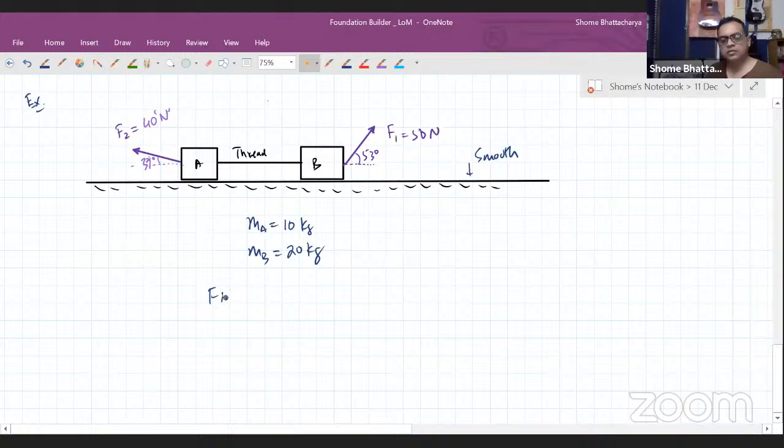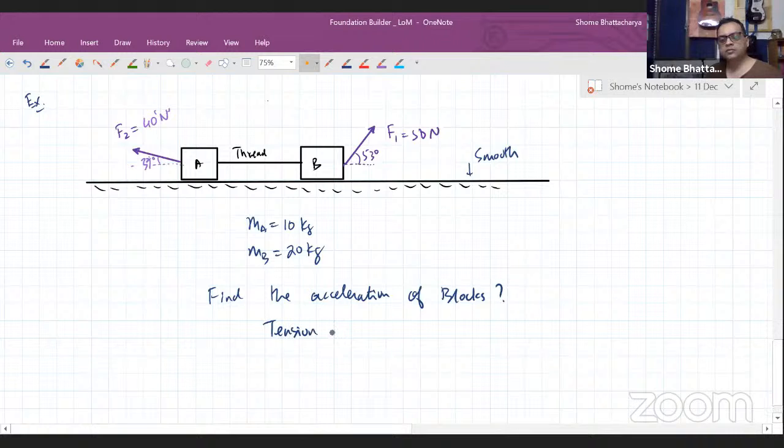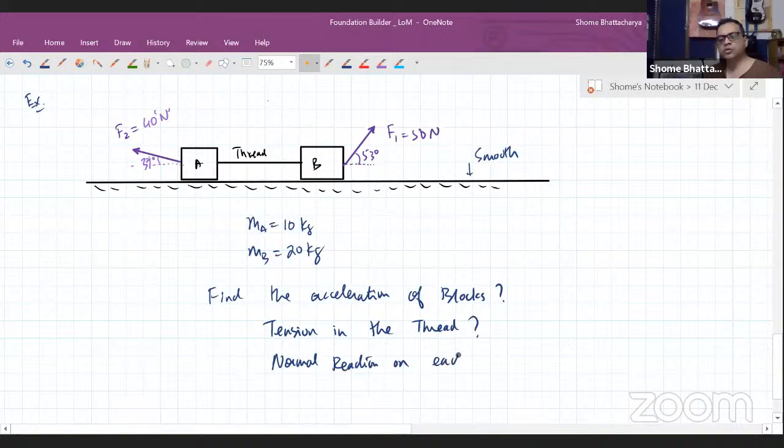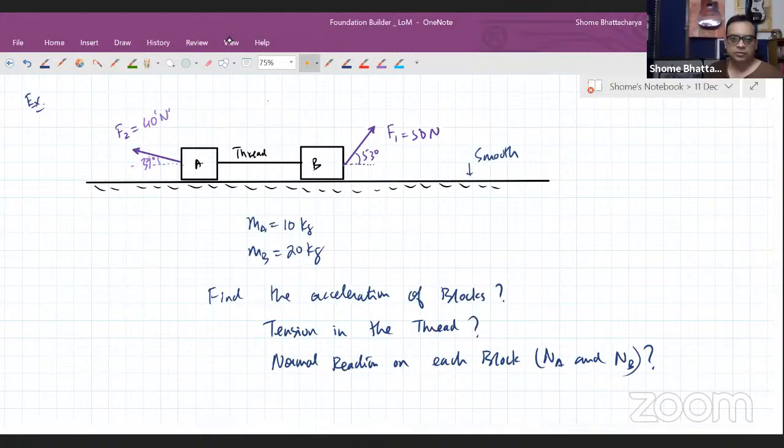So find the acceleration of the blocks, the tension in the thread, and the normal reaction on each block. That is normal reaction on A and normal reaction on B. Just work this out quickly.